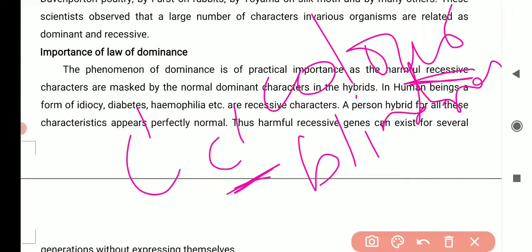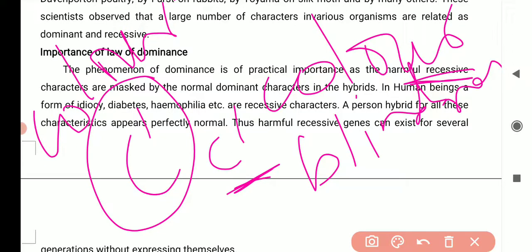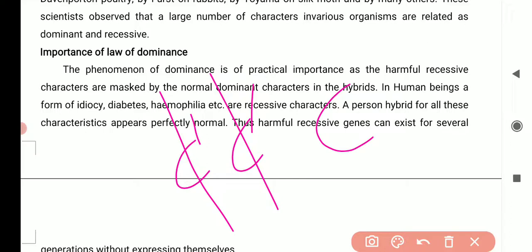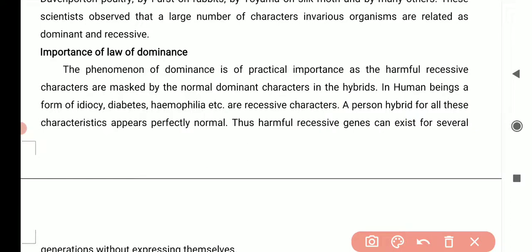So what I'm saying is that this dominant C, that is able to see all the colors, is masking the effect of the C prime, which will make the person colorblind. Maybe he has recessive genes for colorblindness together, the alleles, which will still make the person see color. So there are some very dangerous, harmful traits that will be masked by the dominant one.